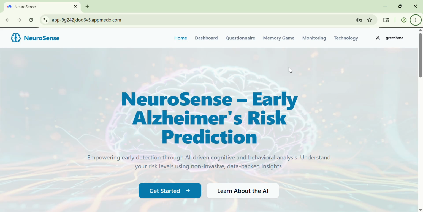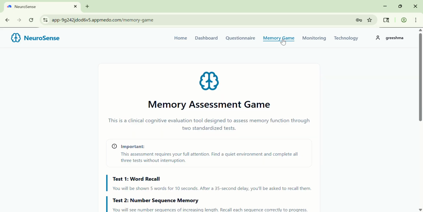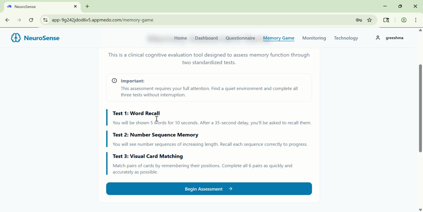These tests are designed to check important brain functions like memory, attention, reasoning, and language skills. For example, there may be a memory based task where the user has to remember words, which is present in our memory games section, word recall. There are also tasks to test logical thinking and language. These tests are simple for the user, but they provide useful information about the user's cognitive condition.